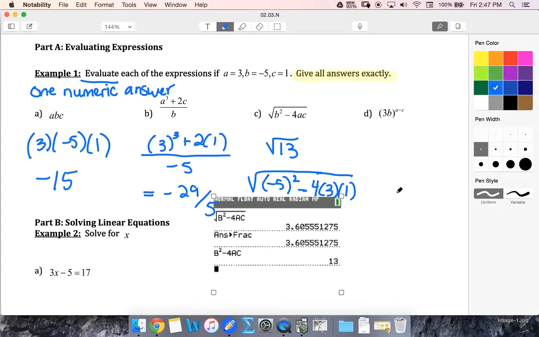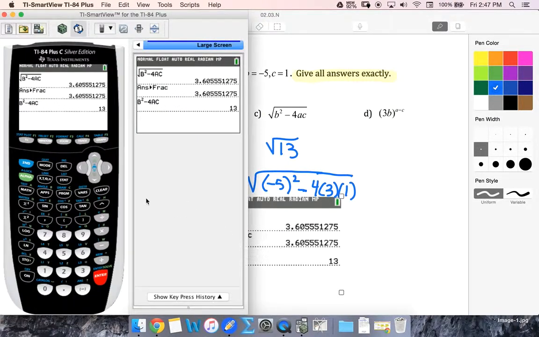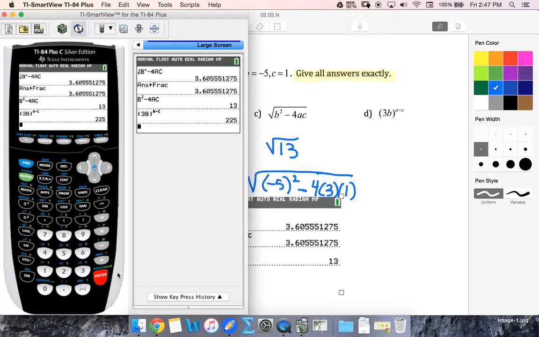Okay, so let's use our calculator again for this one. Parentheses, 3B, close parentheses, raised to the A minus C. 225.